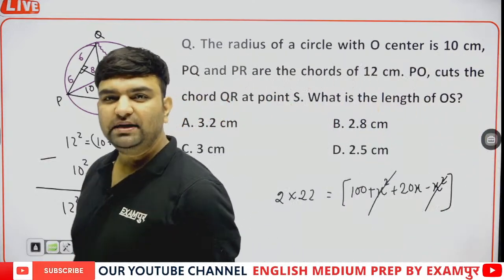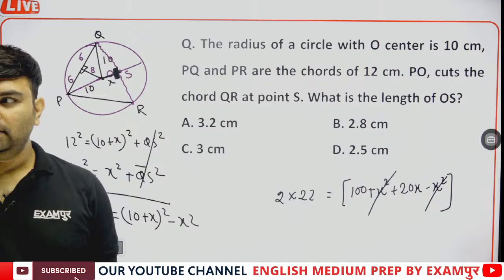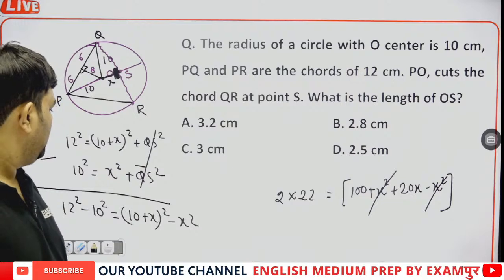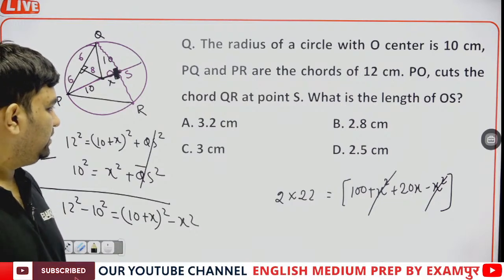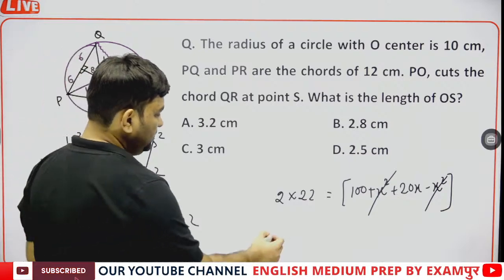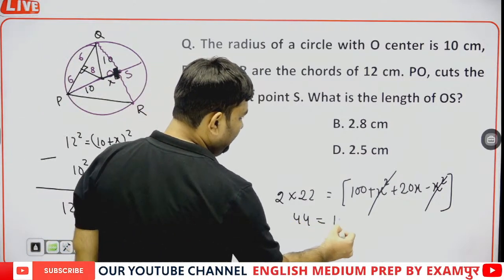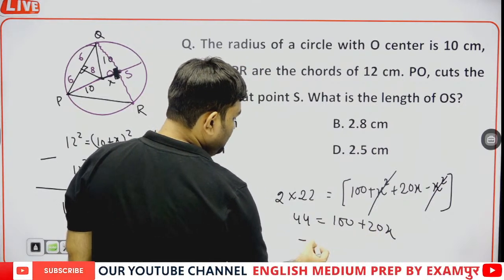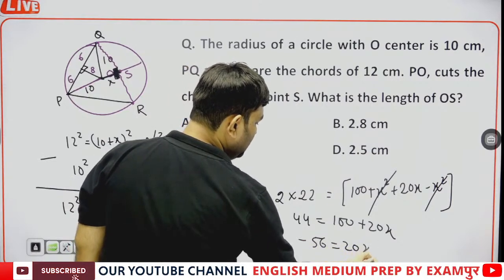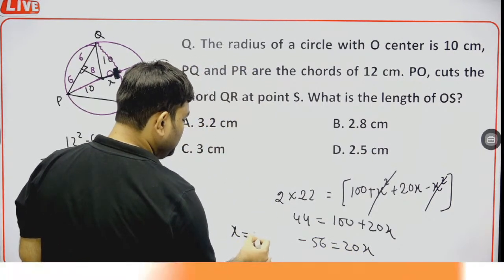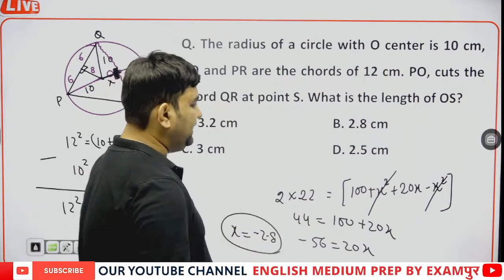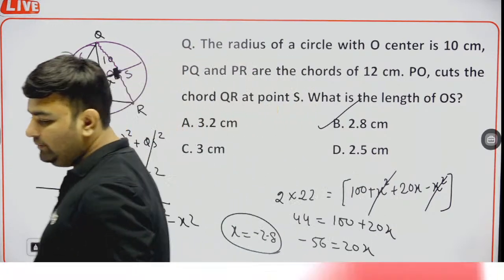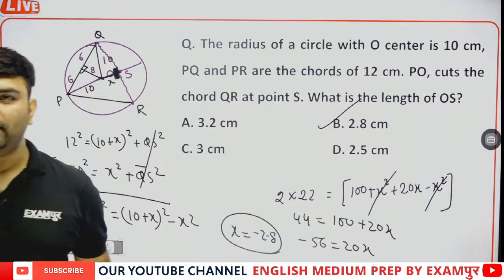Clear? Negative? I'm worried about this negative. So 44 is 100 plus 20x. But you should not worry about it. So x is minus 2.8. This negative is only because of the diagram, but its numerical value is correct.